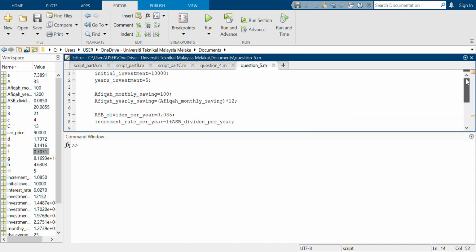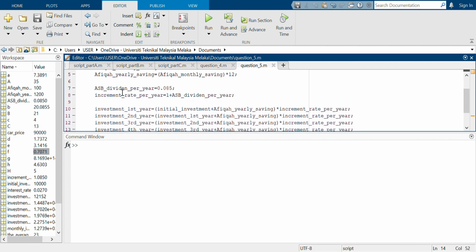So for question number 5, the question given in the lab report asks me to find the investment that Africa made for 5 years, which is from 2015 until 2020. So the initial investment that Africa made is 10,000, the years of investment is 5 years, and Africa's monthly saving equals 100. We can find Africa's yearly saving, which is monthly saving 100 times 12 months. And then the ASB dividend per year given by ASB is 8.5%, and the increment rate per year is 1 plus ASB dividend per year.